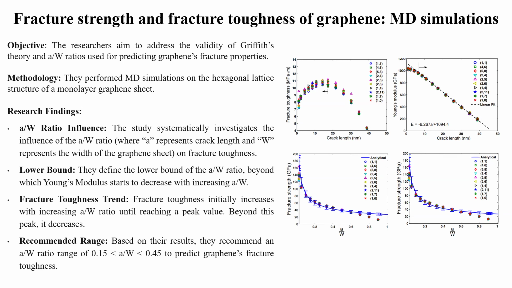In terms of fracture toughness, it initially increases with the increase in A/W ratio, reaches a peak value, and beyond which it starts to decrease with crack length. Finally, with their results, the team has recommended the A/W ratio to be in the range of 0.15 to 0.45 to have better predictions on the graphene's fracture toughness.